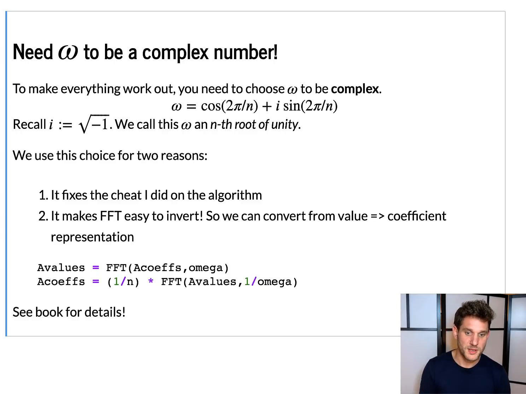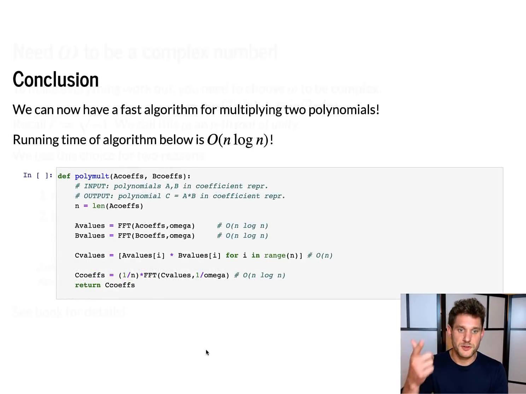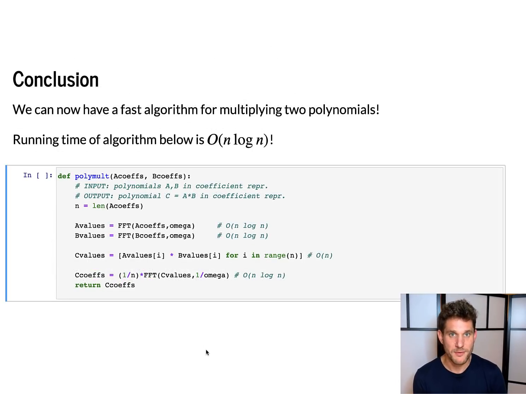To prove this, you do need to do a little bit of work and show that you have what's called an orthogonal matrix, and it's tricky. But I'll let those who are interested look up the details of that. Let's just finish by noting that right now we have an O of n log n algorithm for multiplying two polynomials.